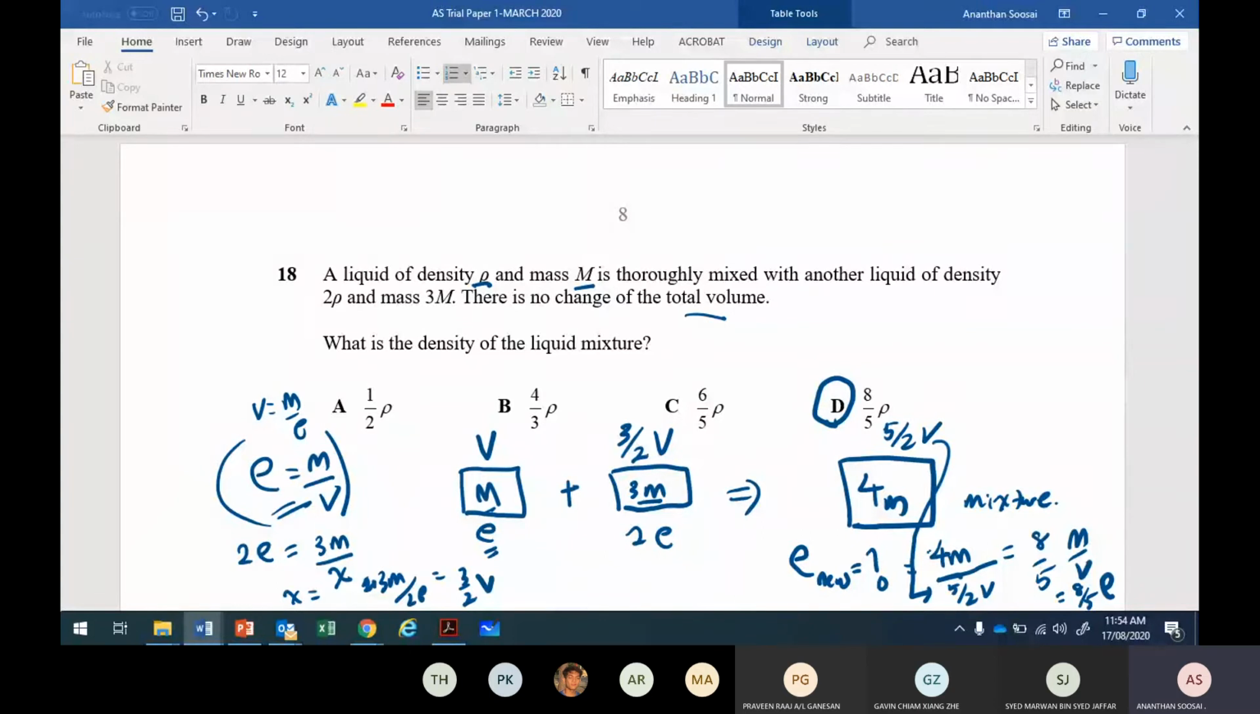The trick here is the volume. You have to create a formula. You have to take it that density is m over V. When it's 3m and 2 rho, you find the volume in terms of V. It's 3 over 2 V. When it's rho and m, the volume is V. So it's 5 over 2 V. And 4m.